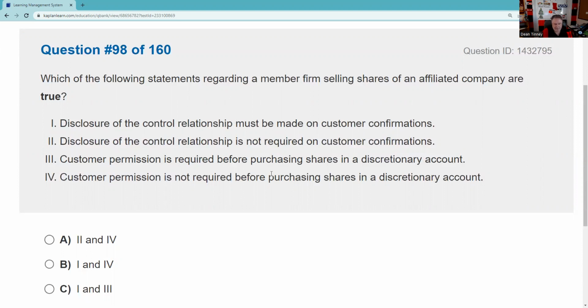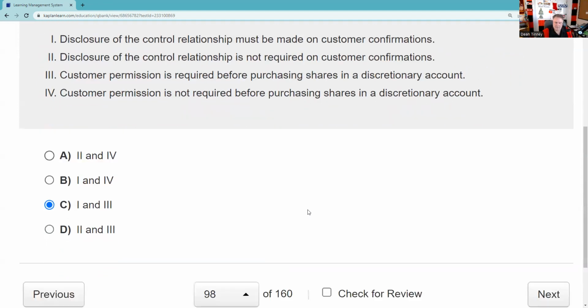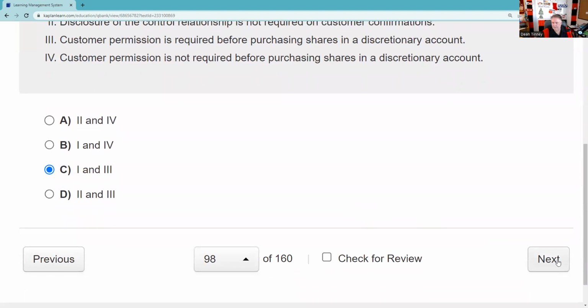So let's see, 3, customer permission is, there we go. I told you that's testable, right? So I call you up as a Merrill broker, say, have you been following the bromance between Brian Moynihan and Berkshire Hathaway CEO, Warren Buffett? I think you should buy 1,000 shares of Bank of America. And you say, well, Dean, you have discretionary authority on my account. I don't know why you're bothering me. I said, well, I'm not allowed to use my discretionary authority when there's a control relationship. I would expect you're going to see that on your exam.